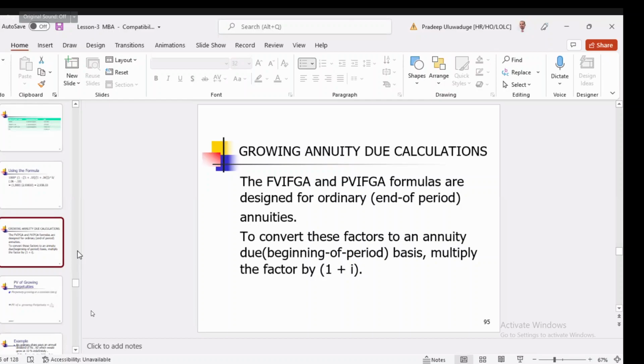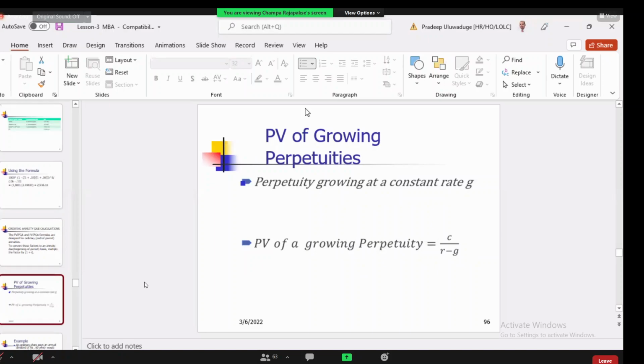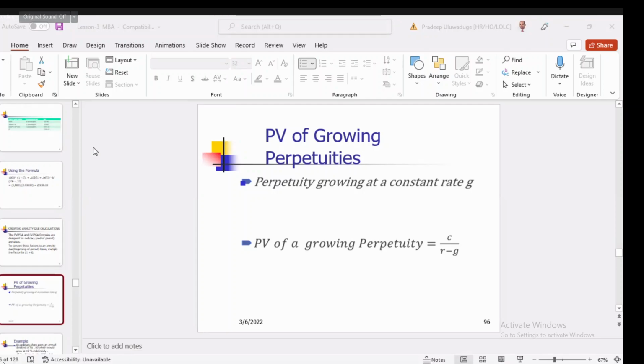Then present value of growing perpetuity. Oh, really? Is it okay now? Can you all hear me now?